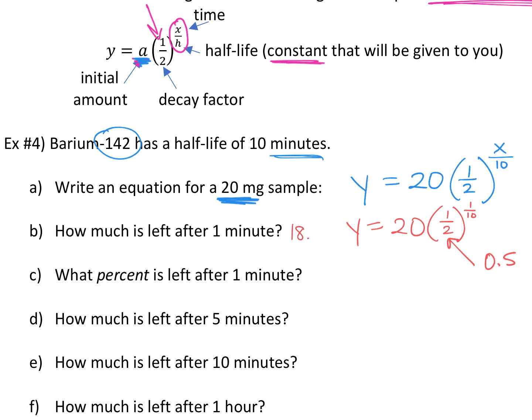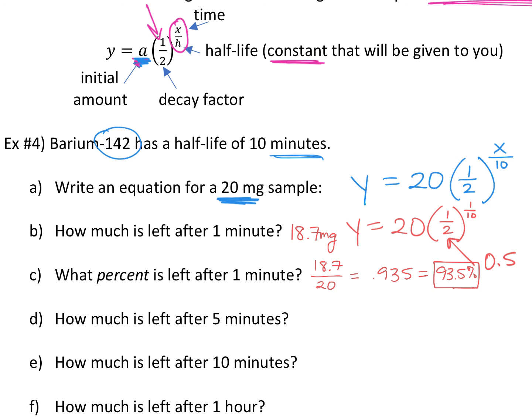That would be 18.7. What are we dealing with here? Milligrams. Okay. So then it says what percent is left. Do you know how to find a percent? That amount divided by the starting amount, right? So you just take that 18.7 and you divide by 20. So 18.7 divided by 20 is 0.935. What does that mean? 93.5%. Okay, so what percent after 1 minute? 93.5%.